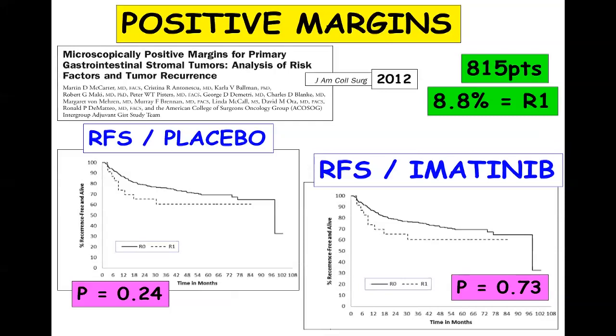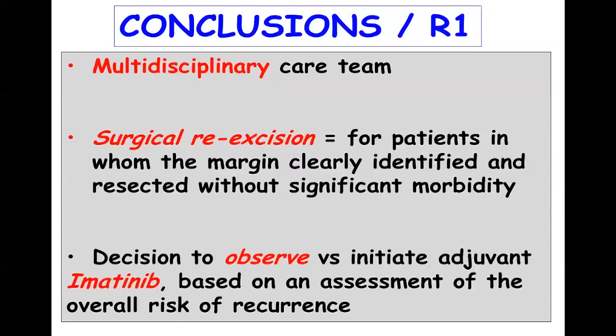So what are the conclusions in case of R1 or positive margin? Discussion in a multidisciplinary care team, perhaps surgical re-excision for patients in whom the margin is clearly identified and resected without significant morbidity, and perhaps a decision to observe versus initiate adjuvant imatinib based on an assessment of the overall risk of recurrence.